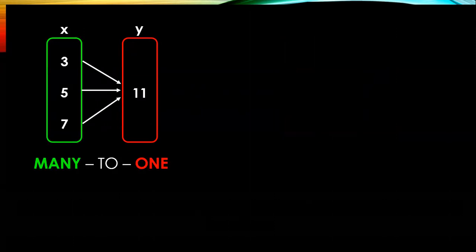This is a many to 1 mapping where the values in our domain, 3, 5, and 7, are mapped onto one value in the range, which is 11. If we turn this around, will we have a function? Let us see.